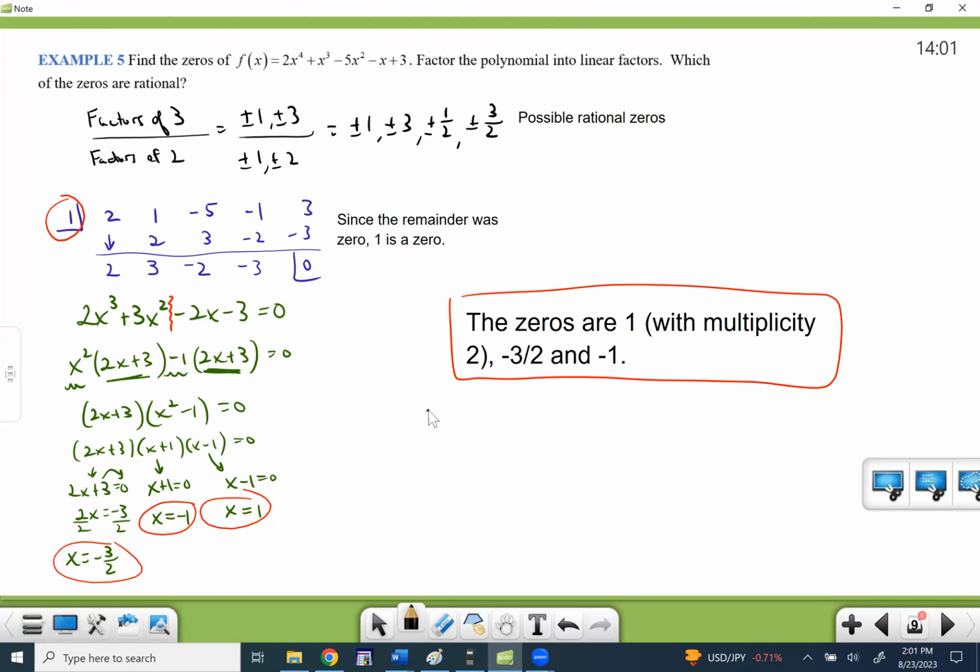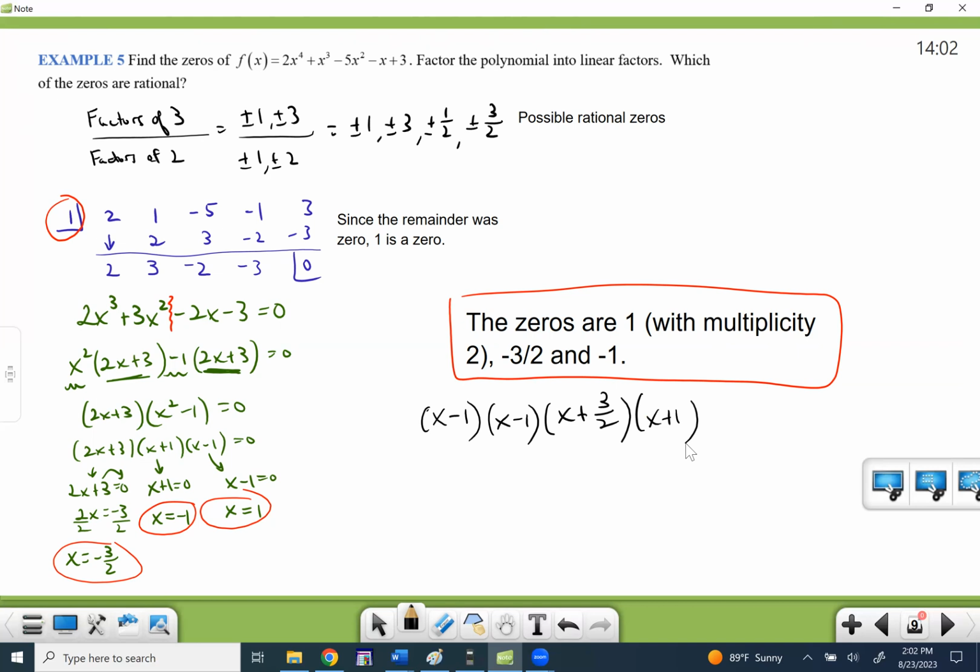So whatever the zeros are, they need to go into the parentheses with their signs changed. So we got -1 twice, right? Because it was +1 here. And then we've got -3/2, so +3/2. And we got -1, so +1. So we basically just took all of our zeros and changed their signs when we put them into the parentheses.